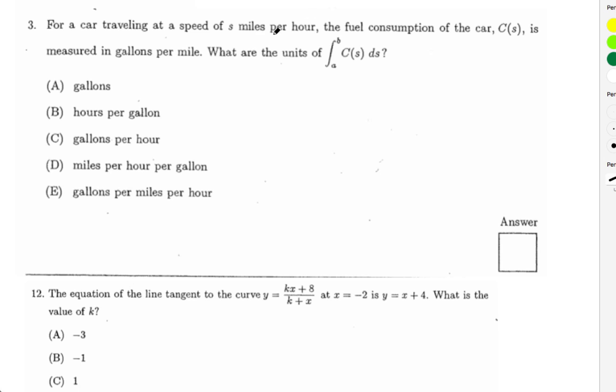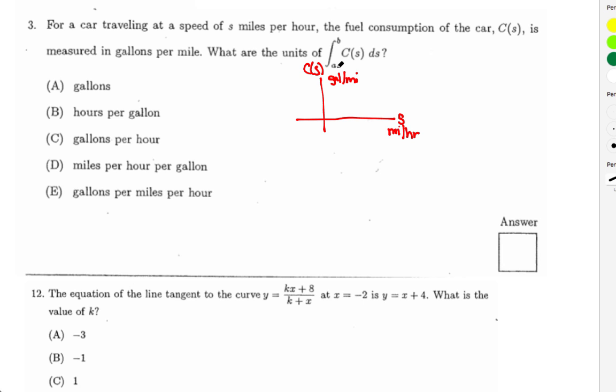In this problem, units are really important in understanding how to do this problem. So I like to just think of a coordinate axis, because it says for a car traveling at a speed of s miles per hour, that means that miles per hour would be on this axis here because it's c of s. So obviously s is here and c of s is here. S is in miles per hour. C of s is measured in gallons per mile. So this is in gallons per mile.